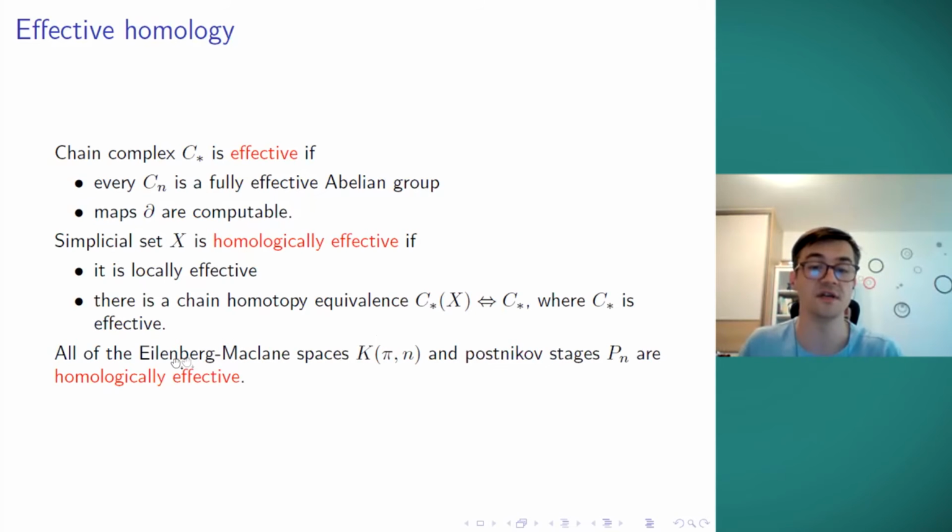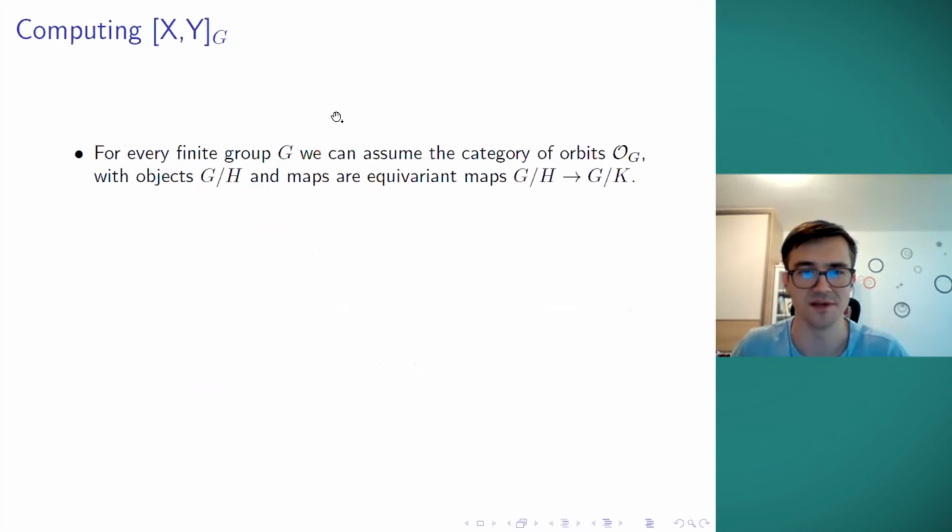So all of these Eilenberg-MacLane spaces, all of these Postnikov stages, are homologically effective. And if you want to be very precise, you can say that all the results are for homologically effective simplicial complexes. I didn't need them to be finite in the first place, but that would be a bit too much, I guess.